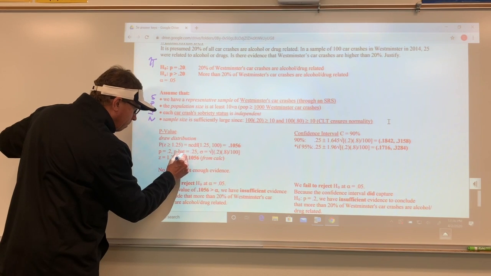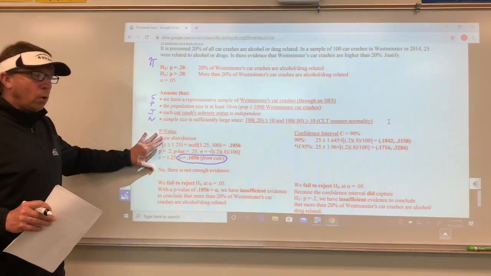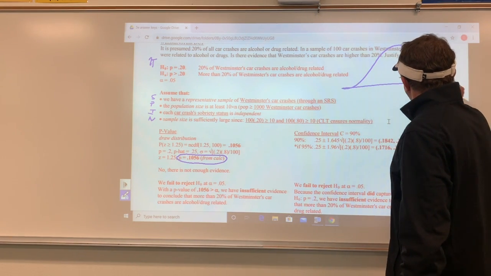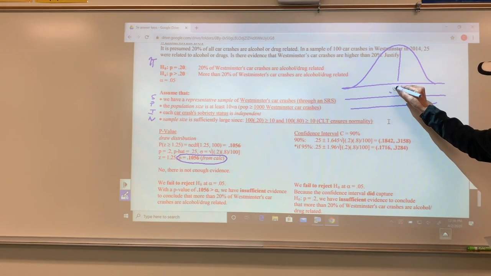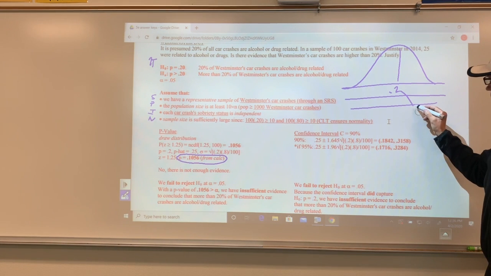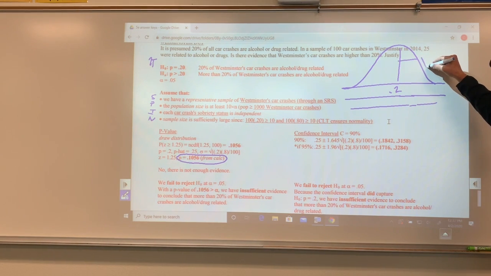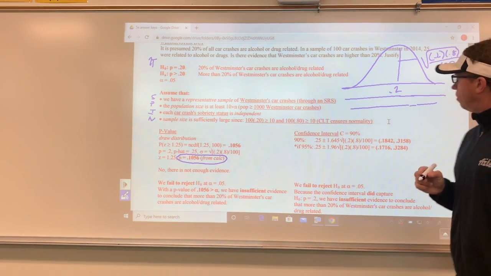Now, this is our answer. The p-value is going to be 0.1056. Let's go through how we're going to draw this out. What goes here is 0.2, which is H0. H0 always goes in the middle. Over here, we write 0.2 times 0.8 over the square root of 100. And then our sample p hat is 25 out of 100, which is 0.25.